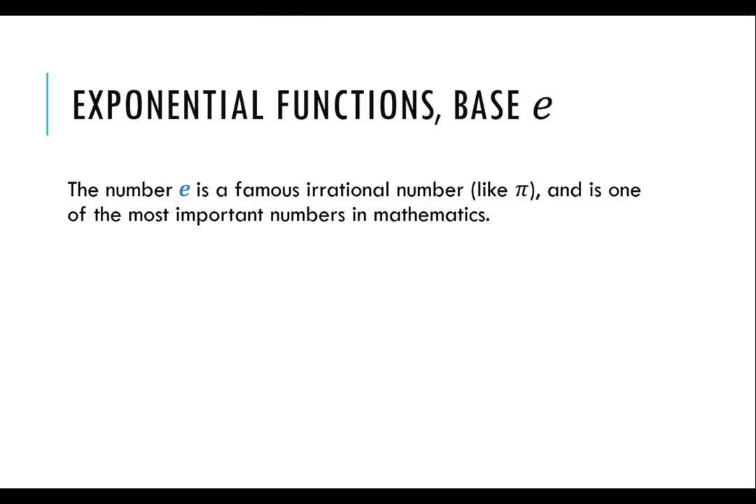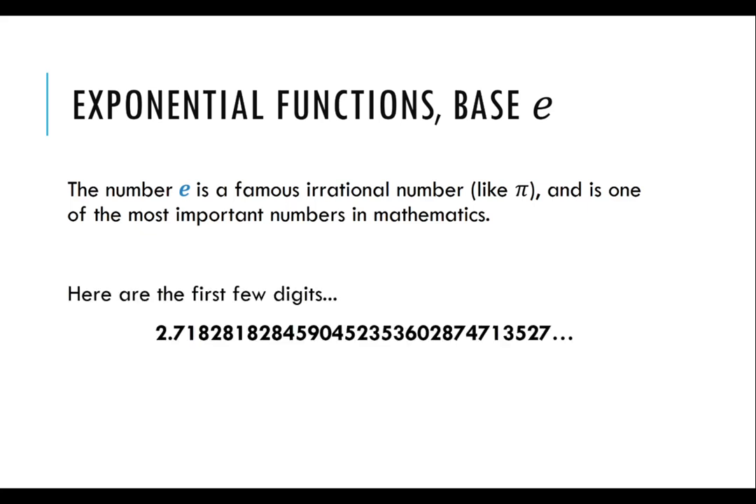Some exponential functions that we're going to deal with are going to have a base e. The number e is a famous irrational number like pi. E is an interesting thing, and it's really difficult to explain without actually having some calculus to understand where it comes from. But it comes from calculus. And it's an irrational number like pi, that is, it's a non-terminating, non-repeating decimal. And if you were to write out some of the digits, it's going to look like this.